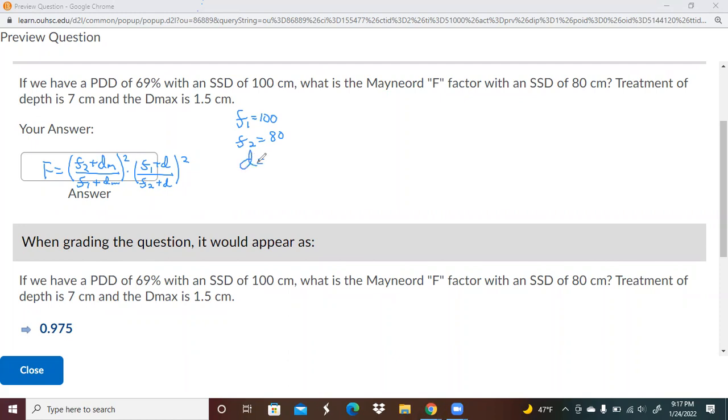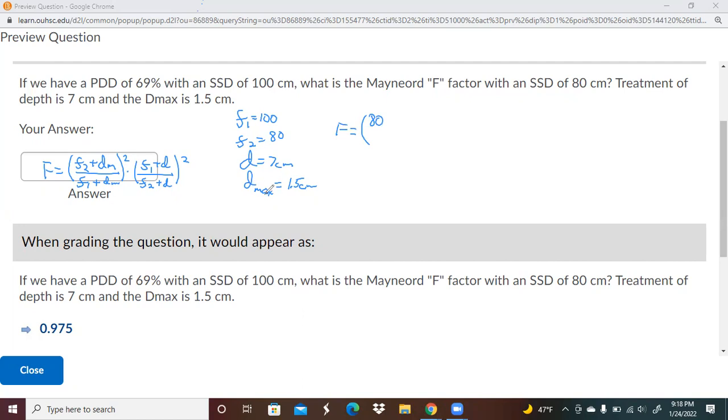The distance that we are going to be evaluating here is at 7 centimeters. And the D max is going to end up being 1.5 cm. This is for a 6x beam, so that's about where D max is going to end up. So let's go through and do the calculation here. F2 in this particular case is going to be 80.